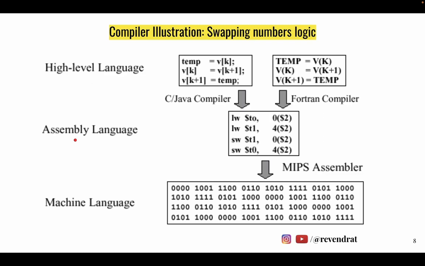Now let's understand with an illustration. Here you have a logic of swapping two numbers written in C and Java, as well as Fortran on the right side. What it does is temporarily save the contents of vk in a temp variable, and then the contents of vk plus 1 are saved in vk, followed by saving the temp value in vk plus 1. So this is the logic of swaps. This logic of swaps is first converted into assembly language and then into machine language. This machine language is the executable.